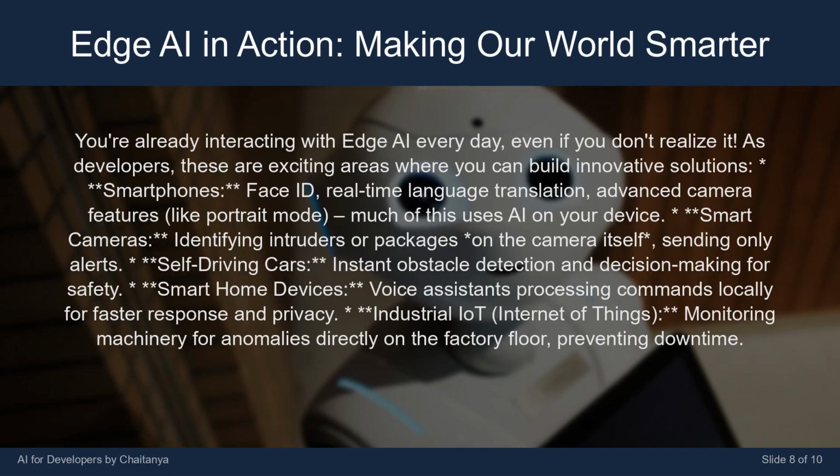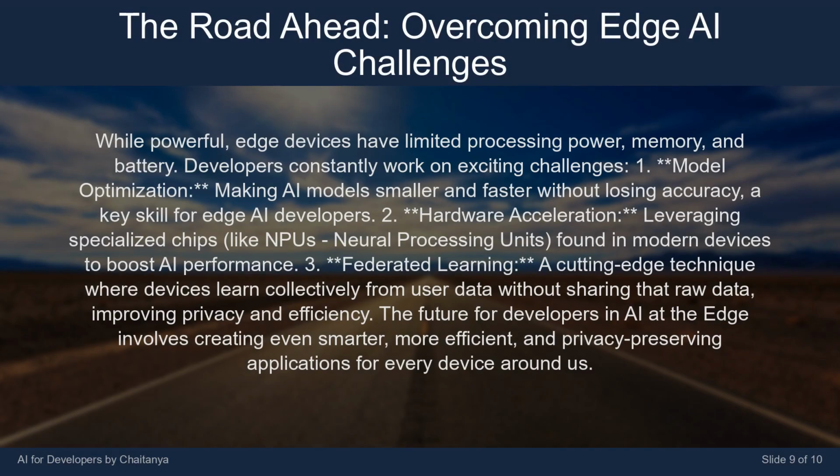Industrial IoT. Internet of Things. Monitoring machinery for anomalies directly on the factory floor, preventing downtime. While powerful, edge devices have limited processing power, memory, and battery. Developers constantly work on exciting challenges.